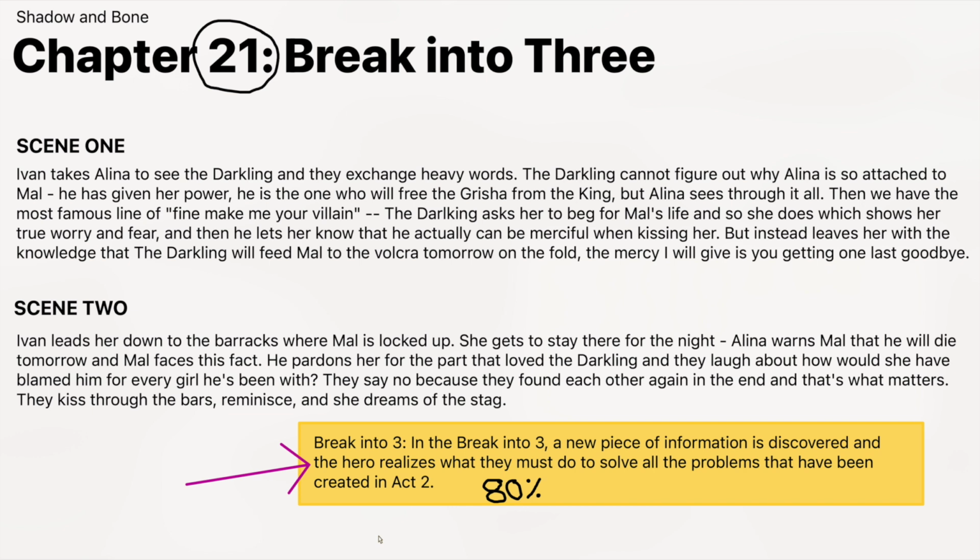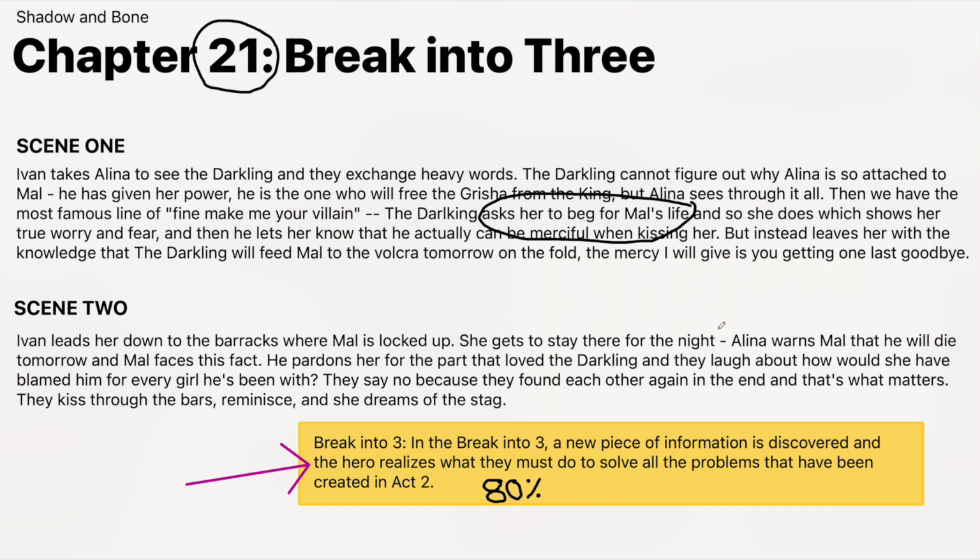The Darkling cannot figure out why Alina is so attached to Mal. The Darkling has given her power. He is the one who will free the Grisha from the king, but Alina sees through all of his lies. Then we have the very famous line of the Darkling saying, "Fine, make me your villain." The Darkling asks her to beg for Mal's life, and so she does, which reminds us that Mal is important to her. And this shows her true worry and fear.